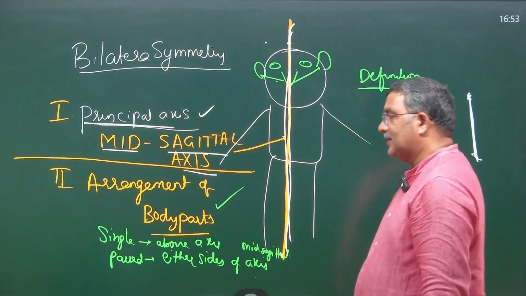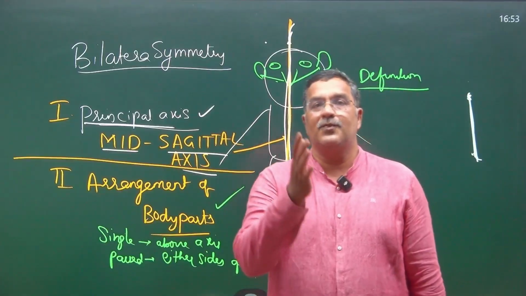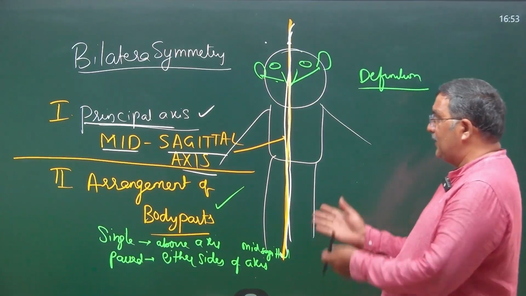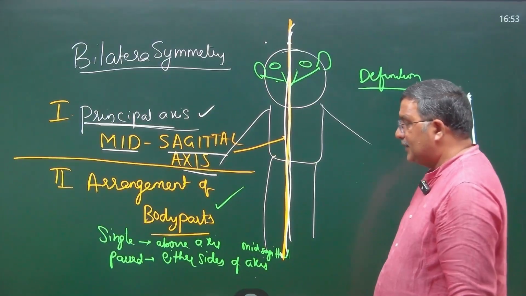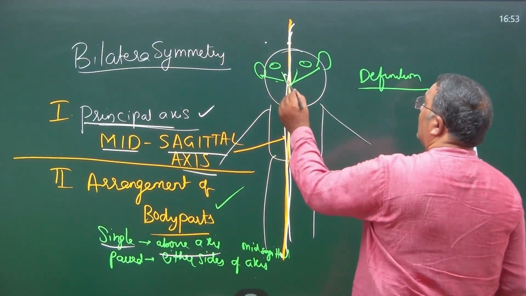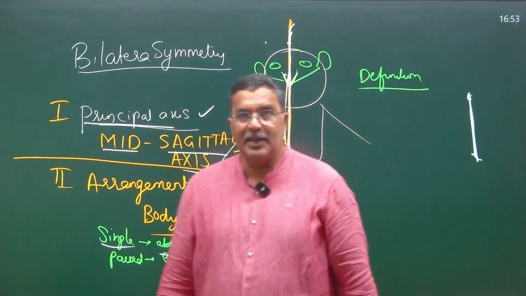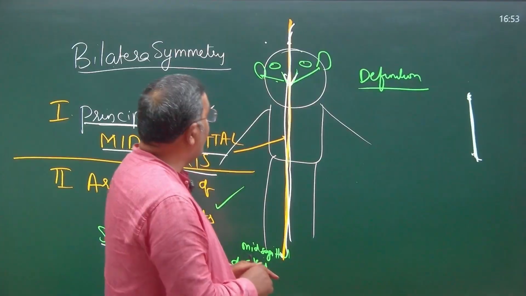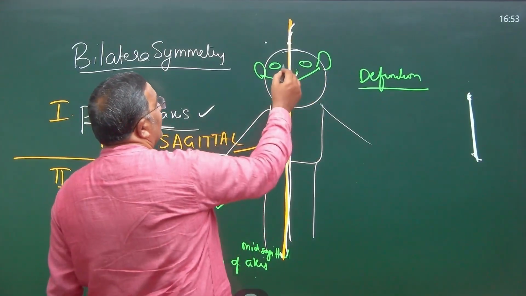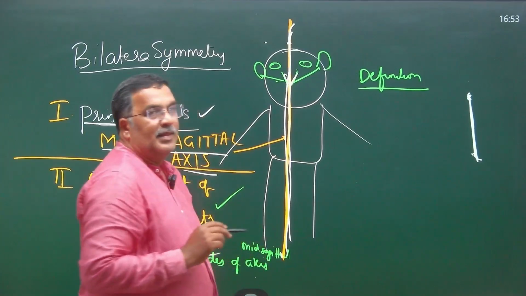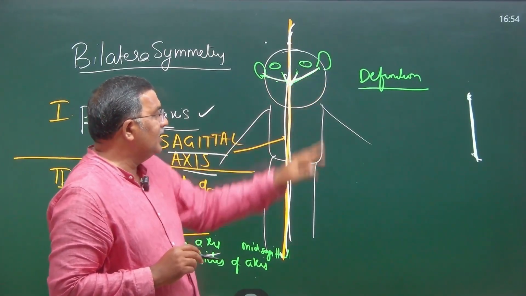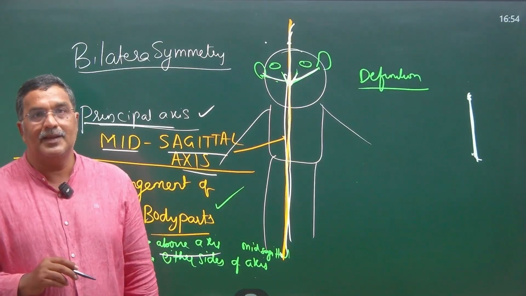In bilateral symmetry, the second thing we have to see is the arrangement of body parts. Previously we have taken the example of the human being itself, we are having bilateral symmetry. If the organ is single, as I said to you, it is above on the axis. If organs are paired structures, eyes are paired, isn't it? Ears are paired. So, paired organs are on either sides of the axis, equidistantly arranged.